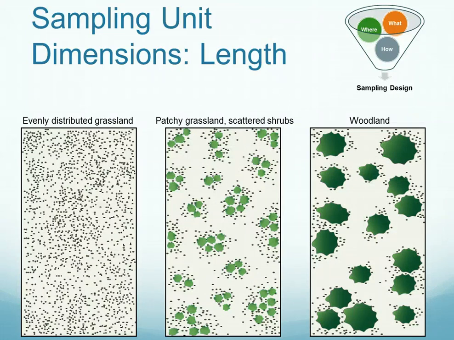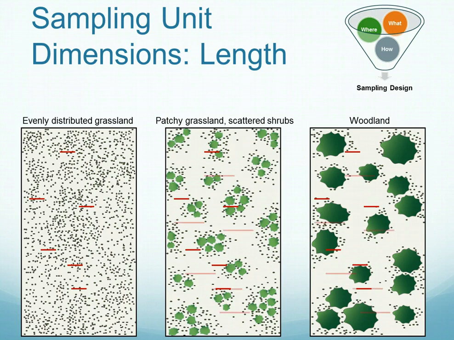In this case, we have three diagrams that represent different vegetation types. On the left, we have a very homogeneous or evenly distributed grassland. In the middle, we have a patchy grassland with scattered shrubs, and on the right, we have a woodland with scattered trees. If we use relatively short transects, we can see that in the homogeneous grassland, the transects do a good job of incorporating the variability of the vegetation, and so there's little variability between those sampling units, so it's relatively precise in that vegetation type. This is not true for the other two vegetation types because we have a few transects that have a lot of vegetation and then several that have none.